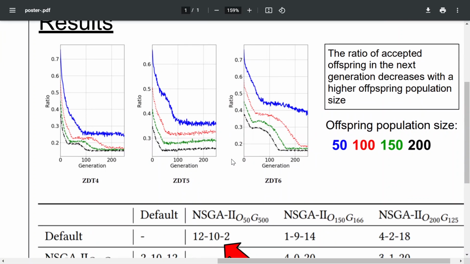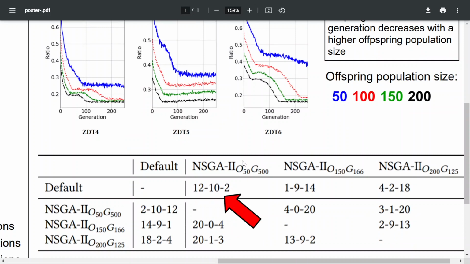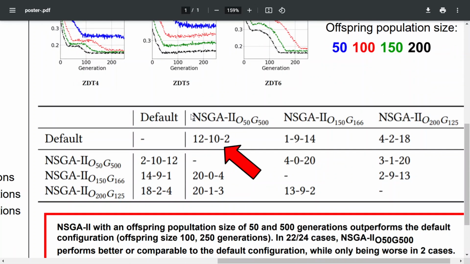Lastly, we can compare the strategies to the default, and we see that only a reduction in offspring size to 50, while increasing number of generations to 500, is able to perform better than the default. In particular, it is comparable or better in 22 out of 24 cases.